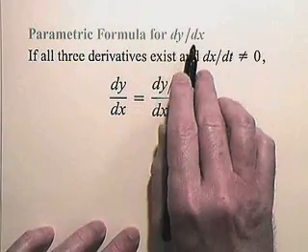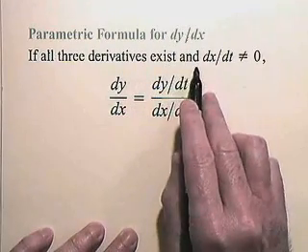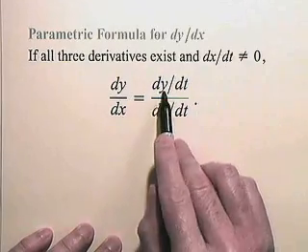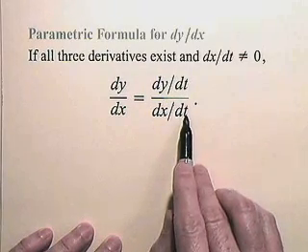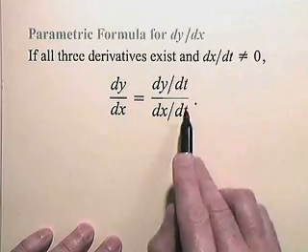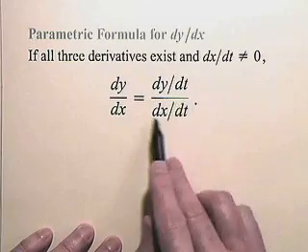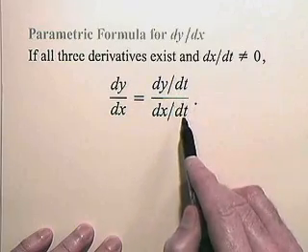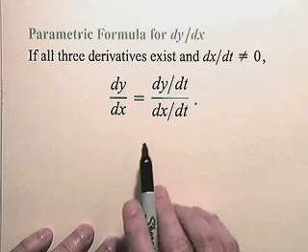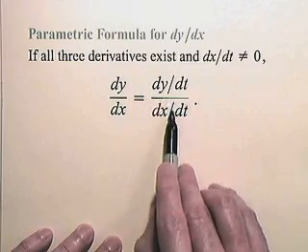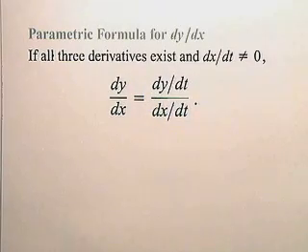The parametric formula for dy/dx says if all three derivatives exist and dx/dt is not equal to 0, then dy/dx is equal to dy/dt divided by dx/dt. Notice that you can think of this as a compound fraction, where the numerator is a fraction and the denominator is a fraction. If I think of it as actual fractions, the dt's would cancel, leaving dy over dx. So when you write it in this form, you realize that what you end up with is dy/dx, and in that way you'll always get the derivatives correct in your formula.